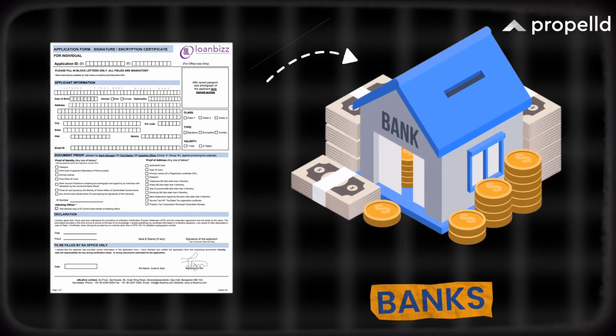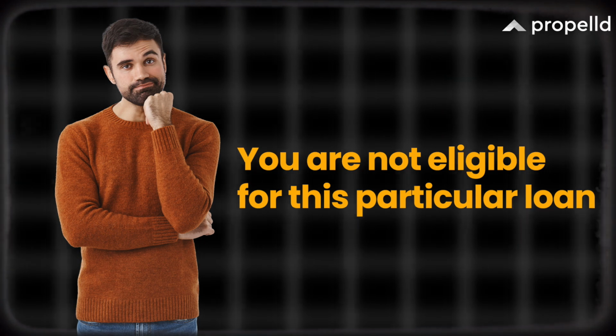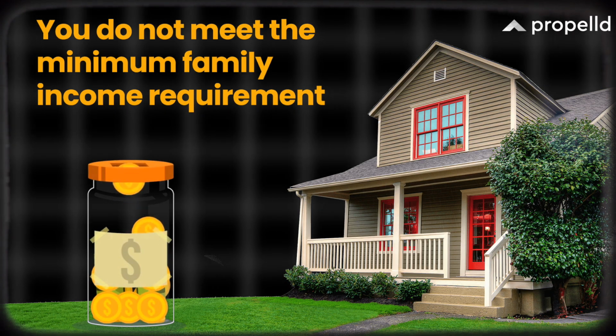So a situation comes in: we apply for an education loan, give it to our banks, and are awaiting approval, and they harshly tell us that we're not eligible for this particular loan. Why? Because you do not fit the minimum family income requirement. What is this minimum family income requirement? Something very crucial for any loan, be it an education loan or any other loan. So stick till the end, because I'm going to tell you everything in length and breadth about the minimum family income requirement.